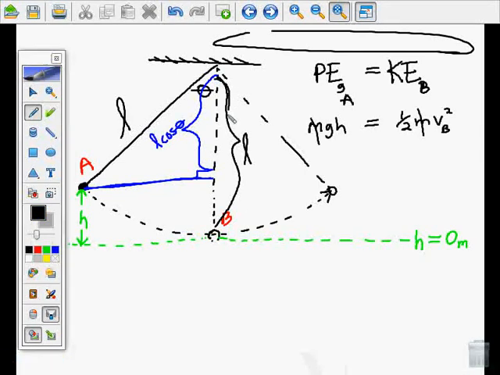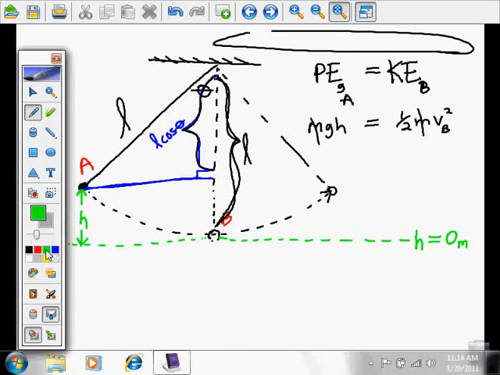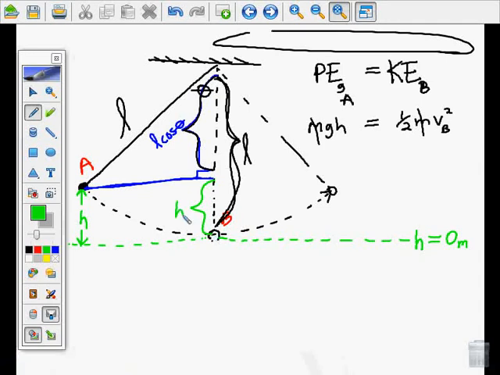So the big one here, that's L. And this little piece in here, that's L cosine theta. So the remaining piece here, H, what is H going to be equal to? L minus L cosine theta. So if you know L and theta, boom, you can get that height difference over there.